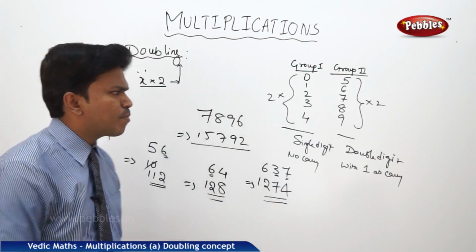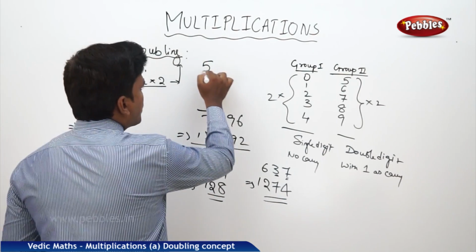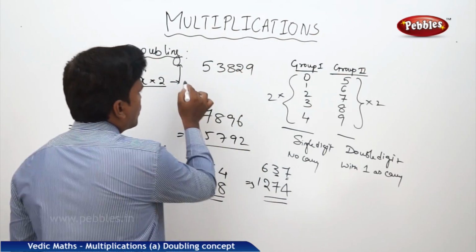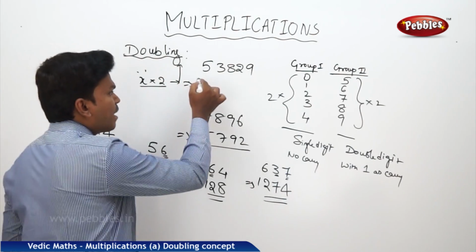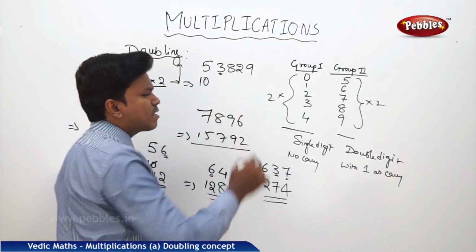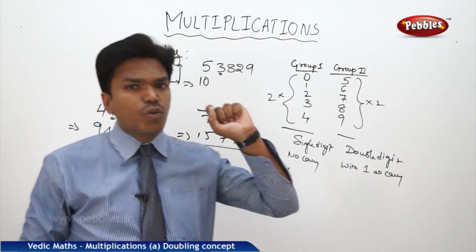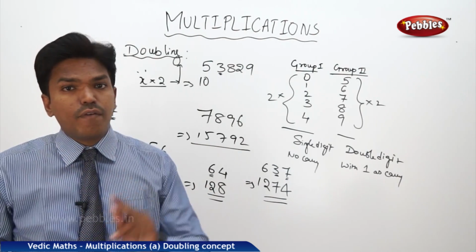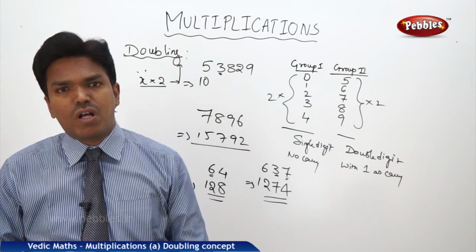Now you can ask me, suppose we take one bigger example. 5 3 8 2 9. I want the double of this number. Now let us start from the first number, that is 5. 2 5s are 10, but 10 only. Why? Because the next number is group 1. Whenever you are dropping the answer, check whether the next number is group 1 or group 2. If it is group 1, drop this number as it is. If it is group 2, increase this number by 1 and then drop the answer.